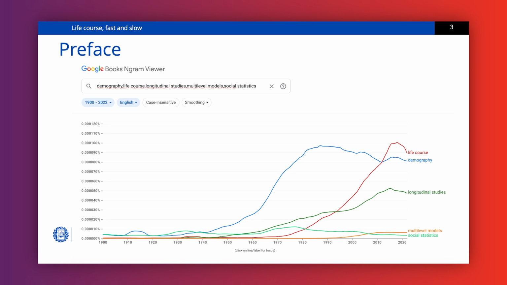The preface includes this one. So this is one of my favorite ways to show cultural change. I don't know if you are familiar with Google Ngrams, basically counting the words in books. And here you can see the emergence of the life course in the 70s, which is a bit going down. So please be mindful of that. So we have to change the trend. But it's still above demography, which was for a long time kind of an older field.